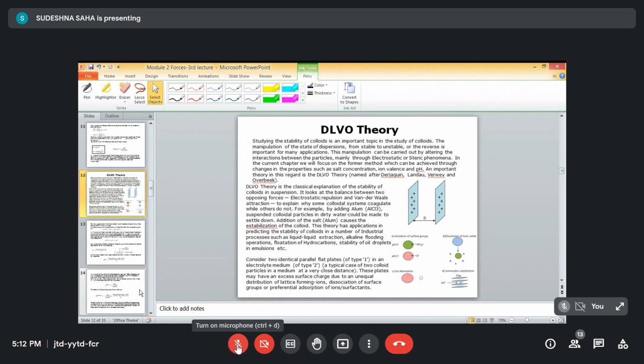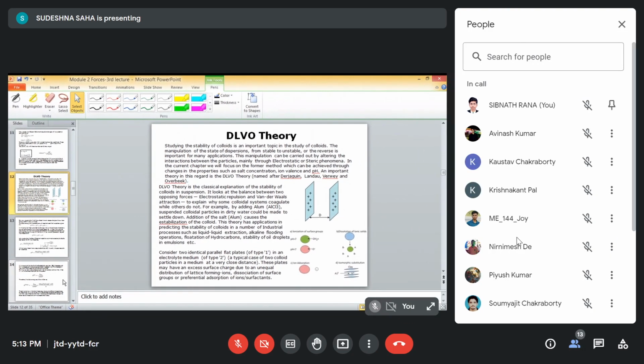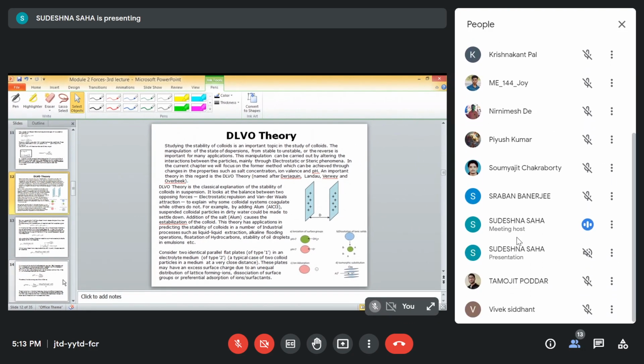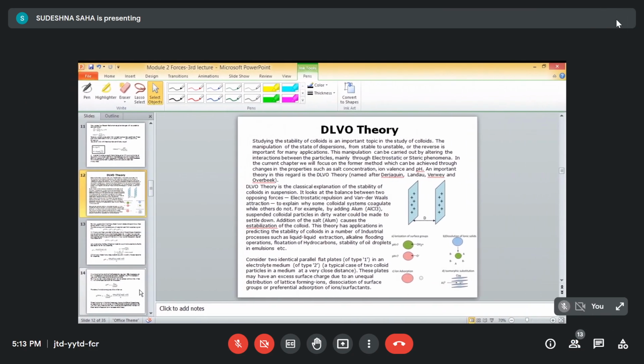And so we will sum these two up and see whether it can actually overcome the energy barrier, and then only it can coagulate. Otherwise it will be stable. So that's why we want to go for this kind of theory over here.